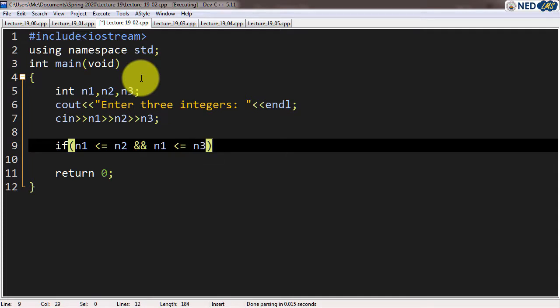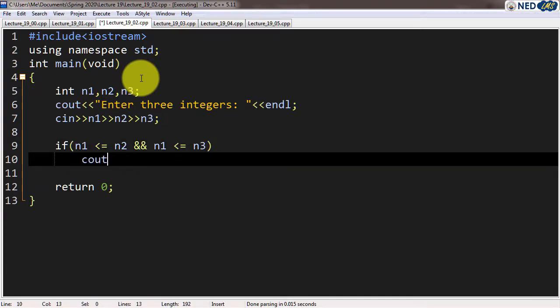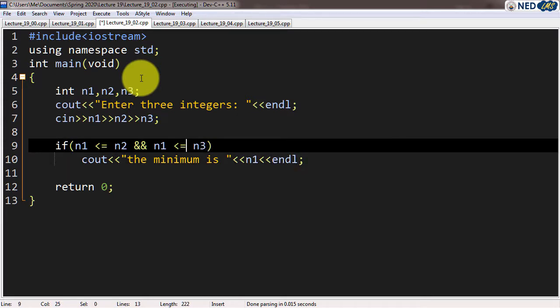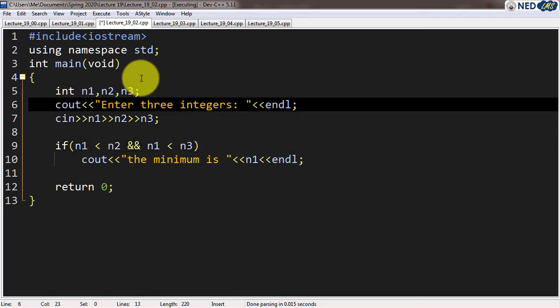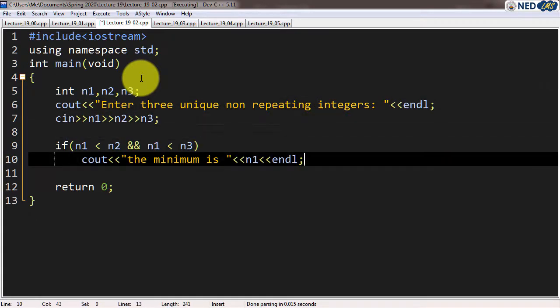the cout, I can just write cout over here. Since it is just one statement, no need for curly brackets. For this, the minimum is, and I'm going to write the value n1 over here, and that's it. Let's say the user enters 3 unique numbers, not the same number, so I can delete this, and to clarify the code I'm going to write 'enter 3 unique non-repeating integers', because the focus of this code is how to write the compound condition.